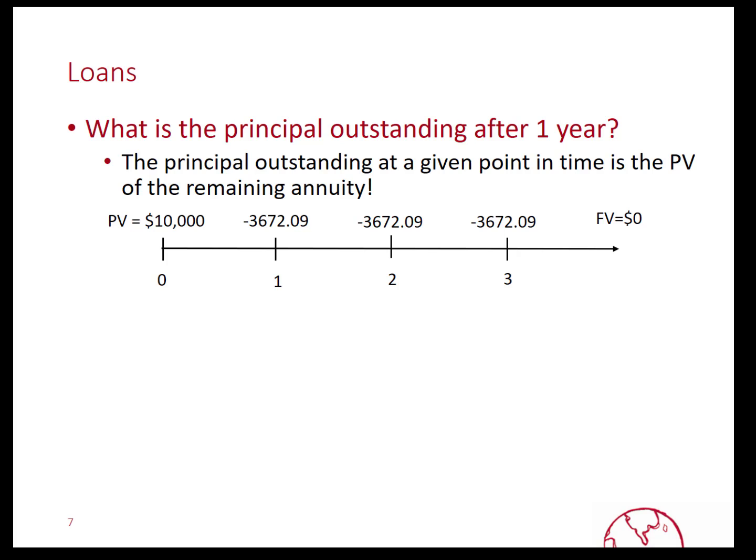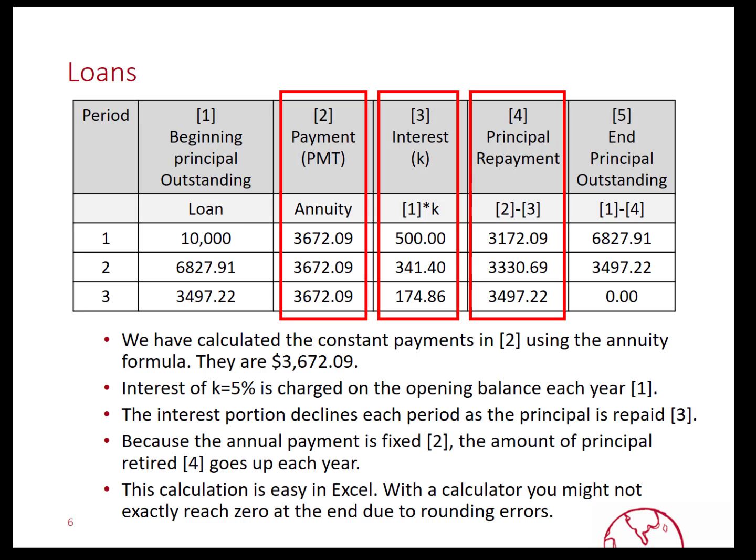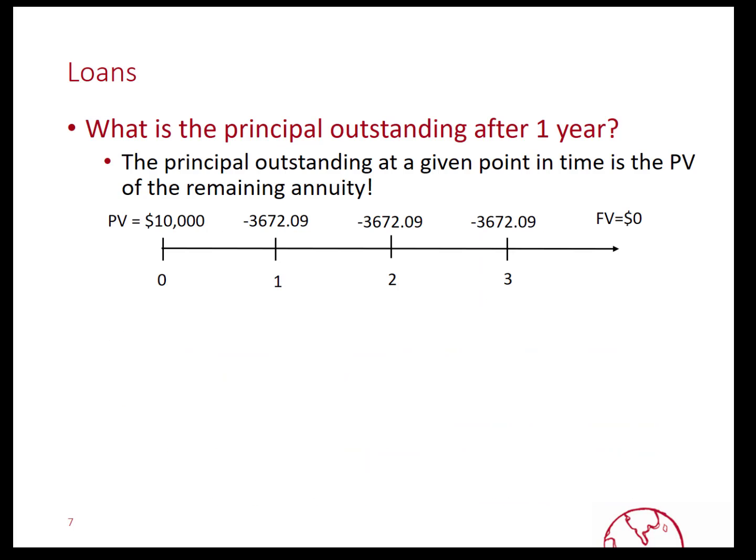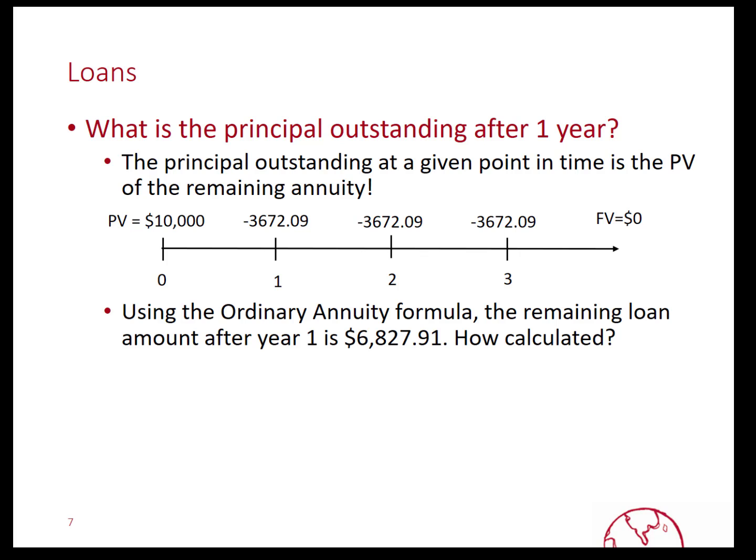Now you may be wondering, how much is going to be outstanding after 1 year? We can actually calculate this by looking at our amortization schedule here at the end of the first year, and we see that there is $6,827.91 outstanding. However, we could have also calculated it by looking at the value of an annuity. Now, instead of looking at it as an annuity with 3 years, we look at it as an ordinary annuity, because the payments come at the end of the year, with only 2 years remaining.